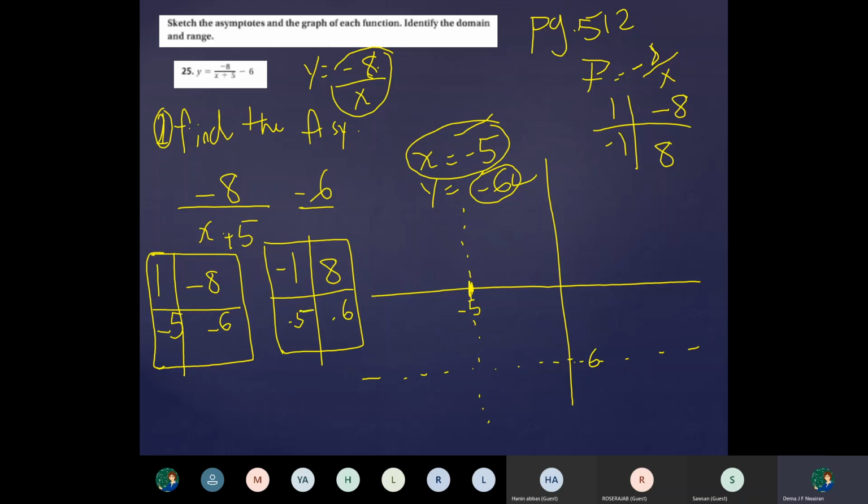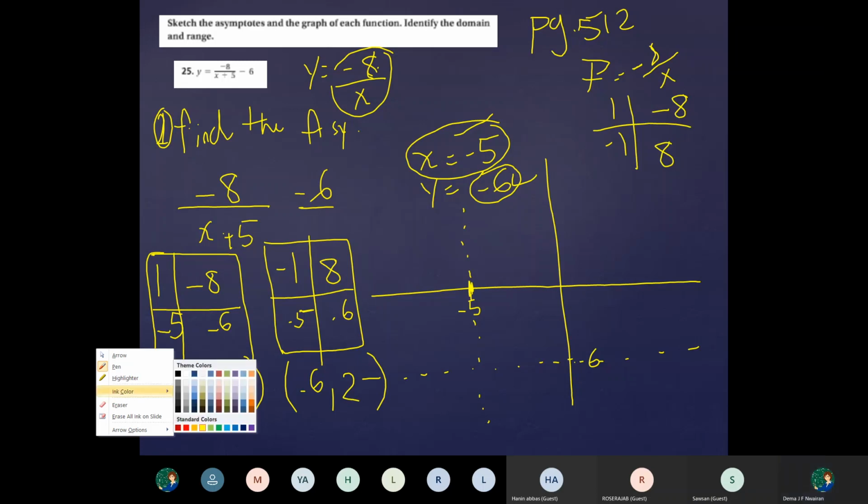After that, add the points' x coordinates and y coordinates. 1 plus negative 5 is negative 4. And negative 8 plus negative 6 is negative 14. This is now the new point. The other one: negative 1 minus 5 is negative 6. And 8 plus negative 6 is 2.